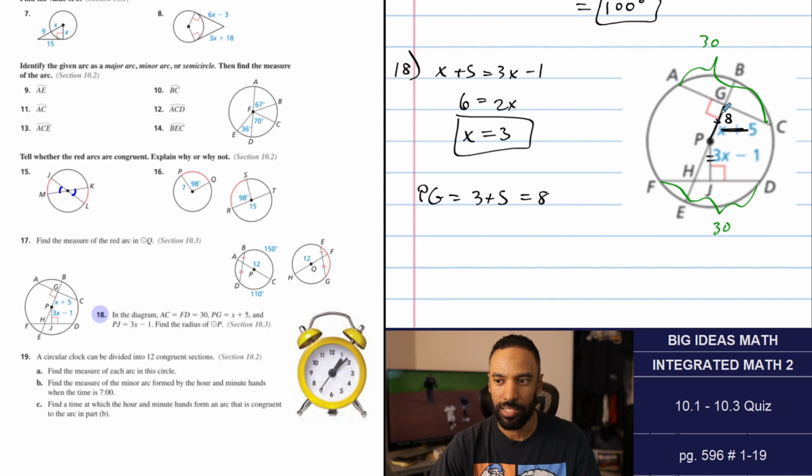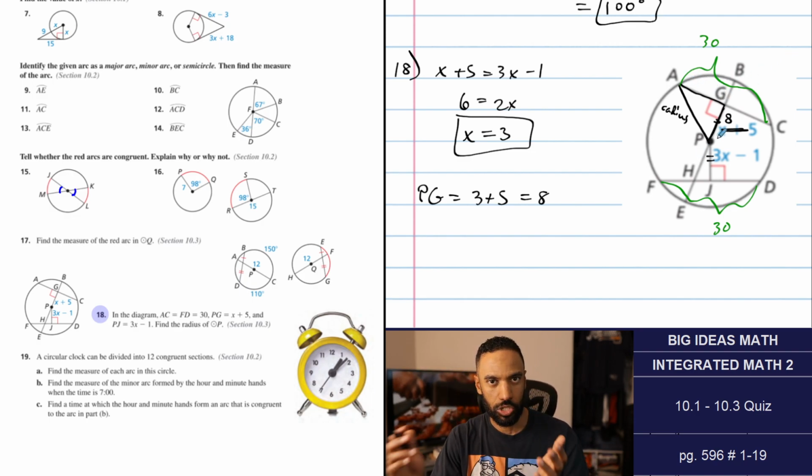Now that I have this length of 8, let me turn x plus 5 into 8. This is one of the sides of this right triangle. Remember this right triangle where they said find the radius? PA is a radius. I can use that one. Now, 8 is one of the legs in the right triangle. Do we know this leg length? We do.